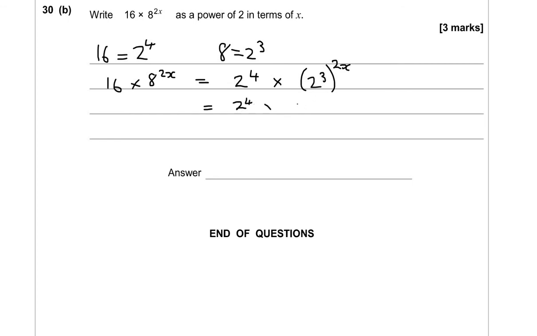We can use one of the rules to expand this. Well, we just multiply these two. So we get 2 to the 6x. And now we can use the final rule, which says we just add the powers. It's 2 to the 4 plus 6x. And that is the answer to the last question.